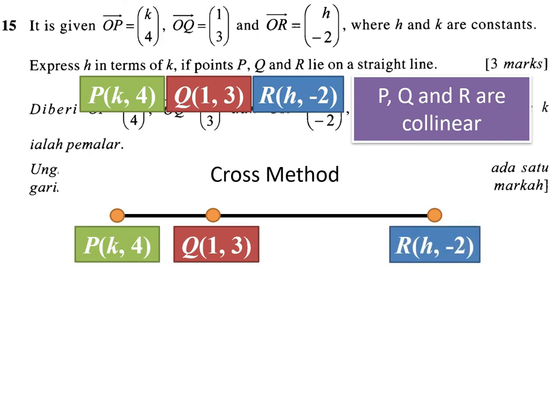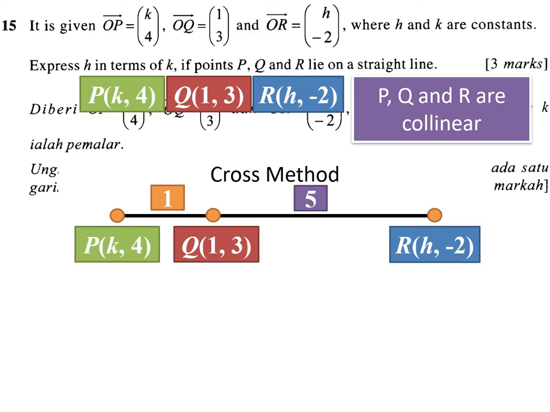Okay. Then after that, if you want to use the cross method here, we need to know the ratio, right? We can actually see from the points. We don't look at the x because the x has unknowns. We look at the y. In this one, this is 4, this is 3. What is the difference between 4 and 3? 1. What about 3 and negative 2? 5. So we already get the ratio between P, Q, and R. So you know that if they are a straight line, the ratio of y will be the same as the ratio of x also.